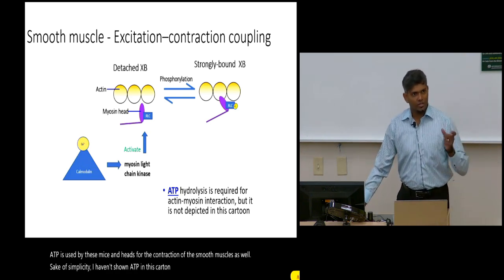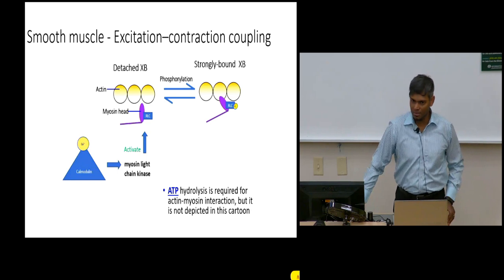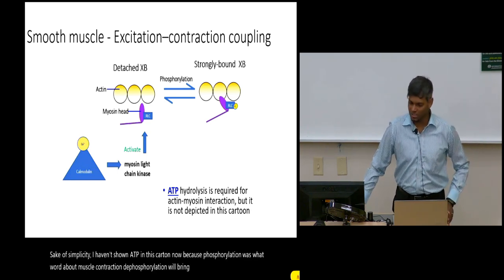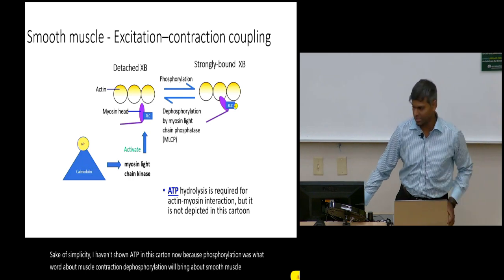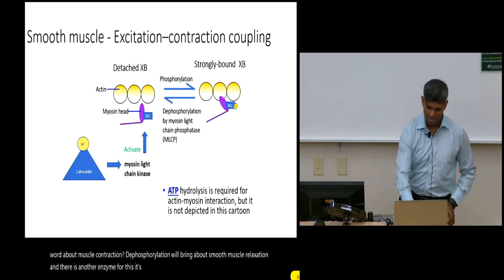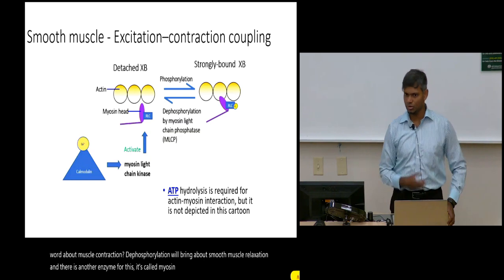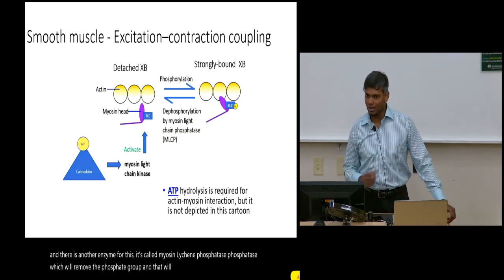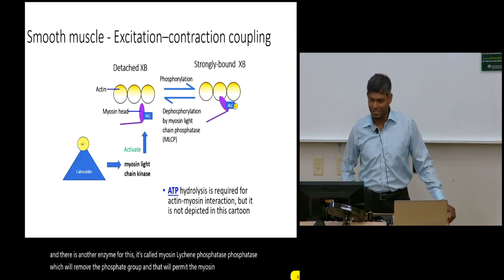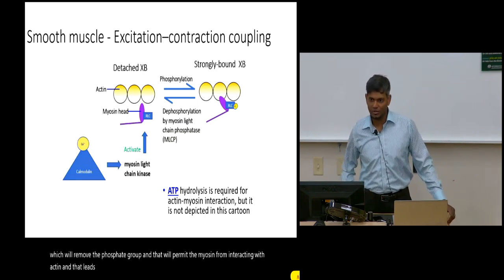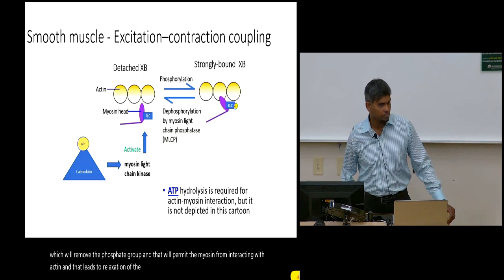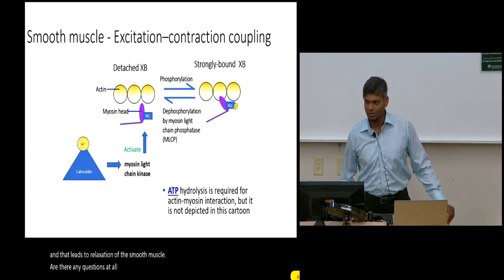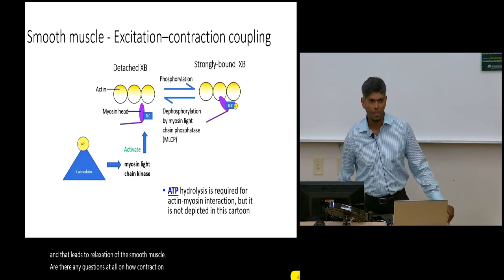Now because phosphorylation was what brought about muscle contraction, dephosphorylation will bring about smooth muscle relaxation. And there's another enzyme for this. It's called myosin light chain phosphatase, which will remove the phosphate group, and that will prevent the myosin from interacting with actin, and that leads to relaxation of the smooth muscle. Are there any questions at all on how contraction takes place in the smooth muscles?